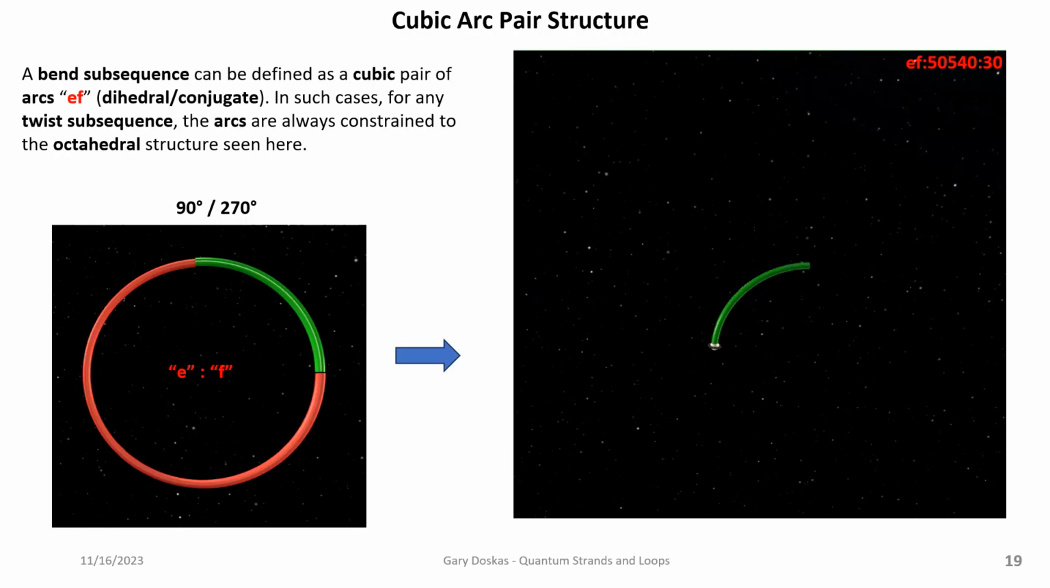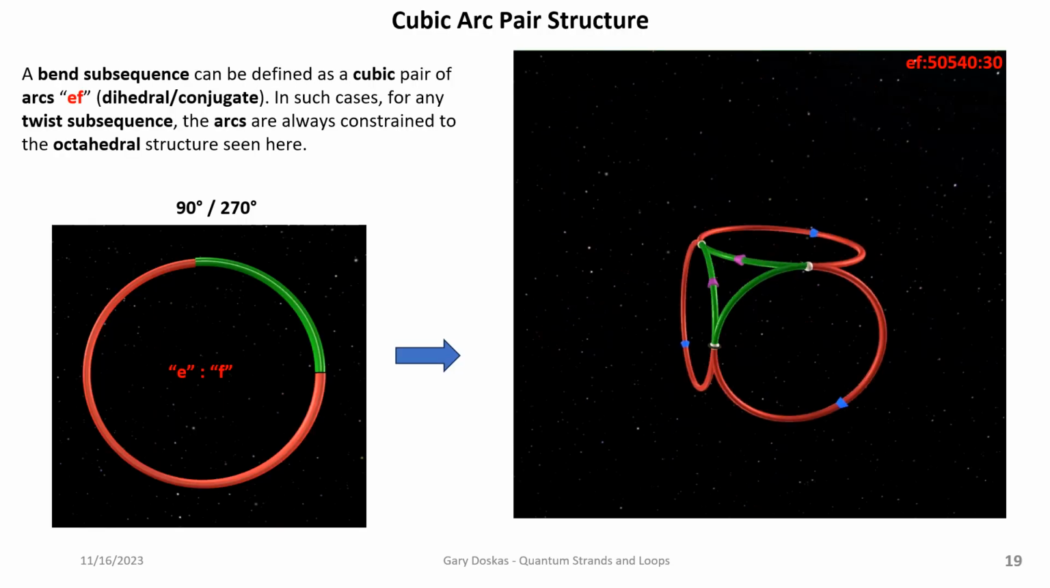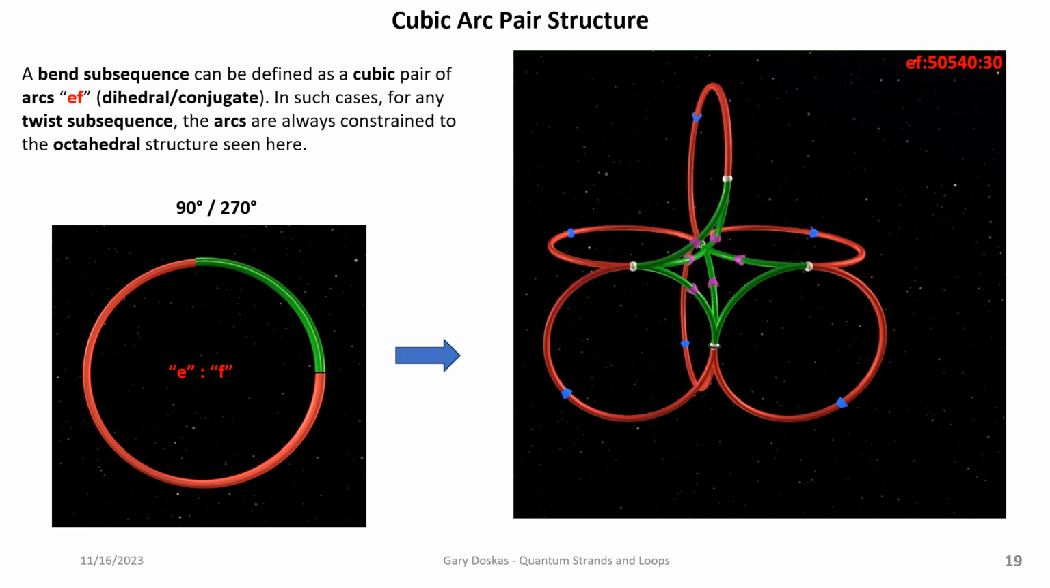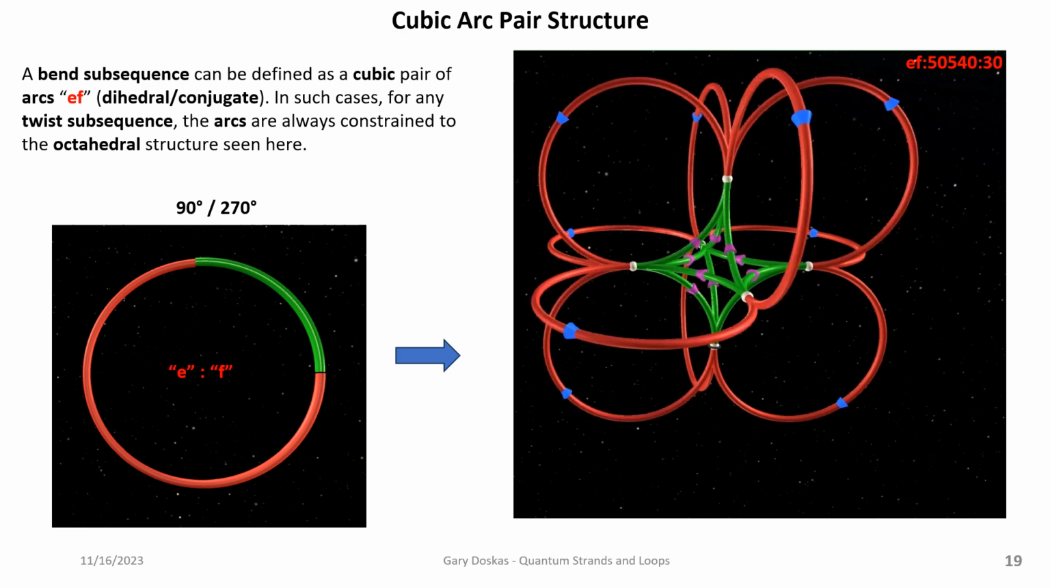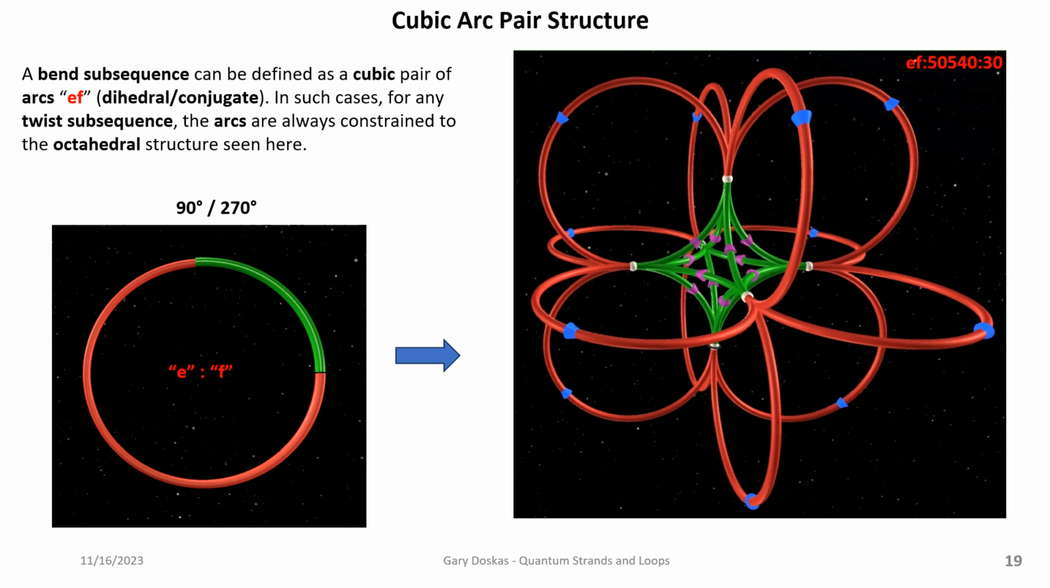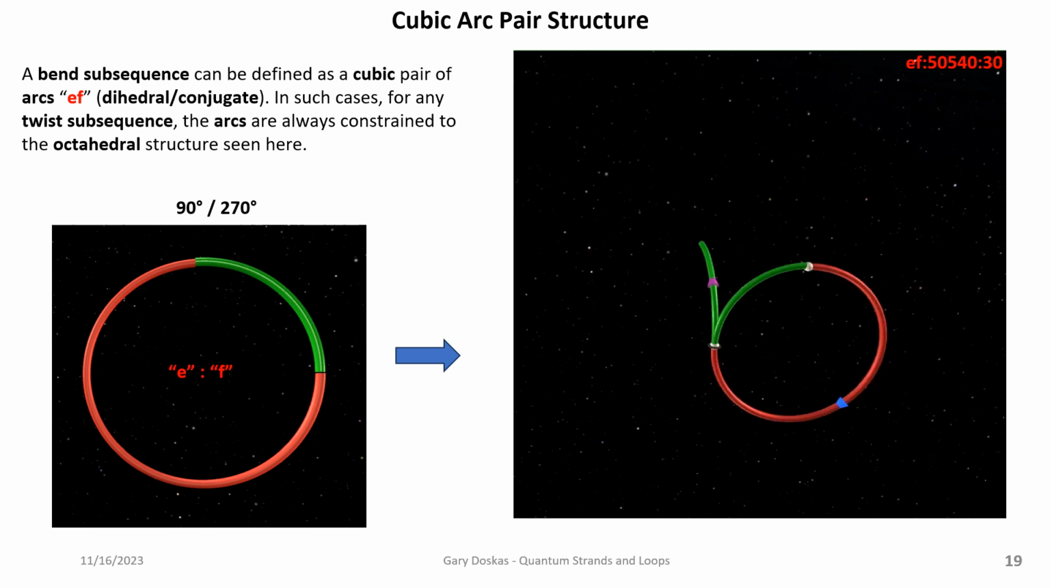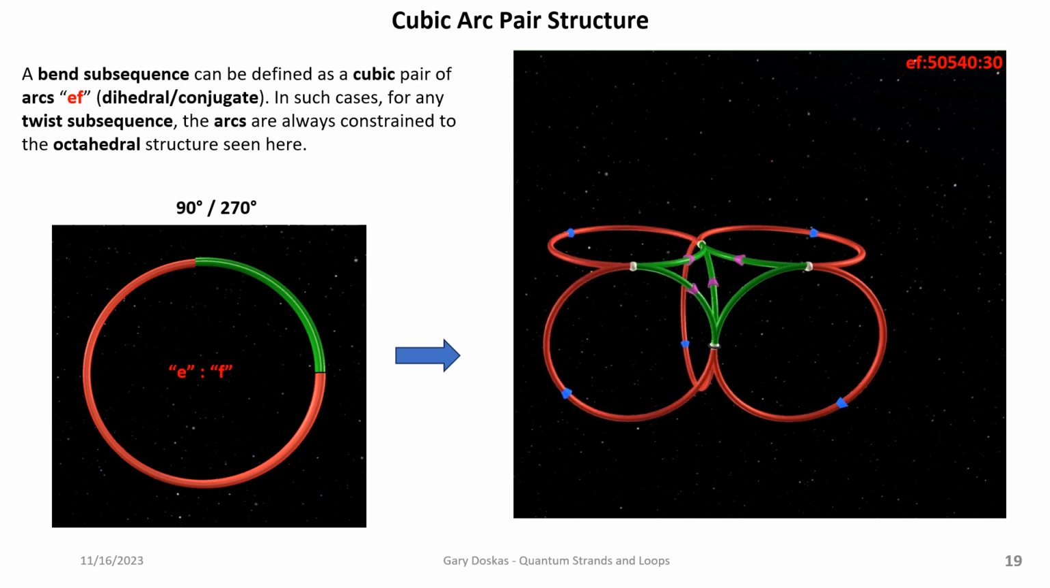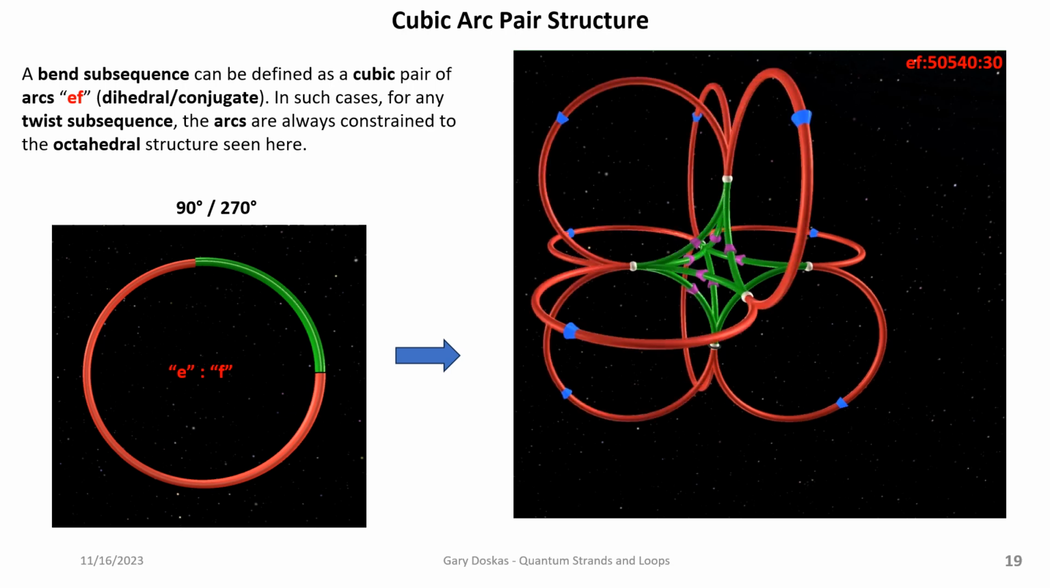Cubic arc pair structure. The bend subsequence can be defined as a cubic pair of arcs, EF in this example, which is the dihedral angle of a cube and its conjugate angle. In such cases, for any twist subsequence, the arcs are always constrained to the octahedral structure seen here.